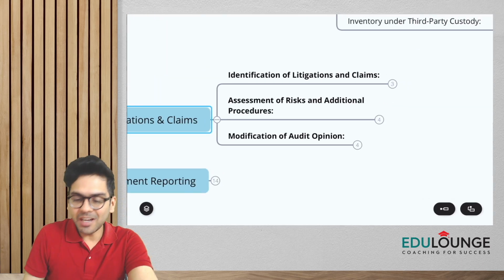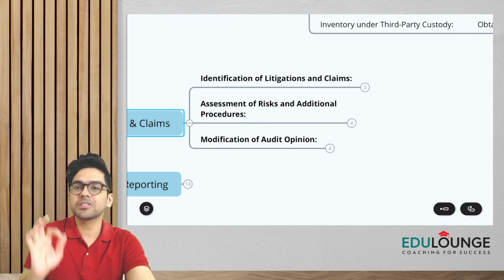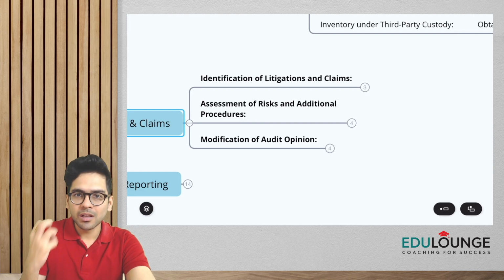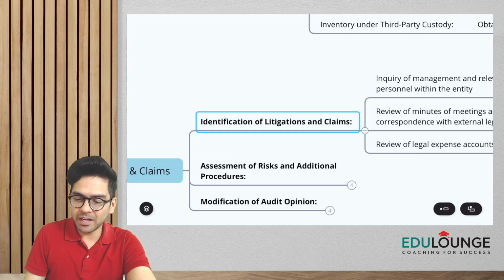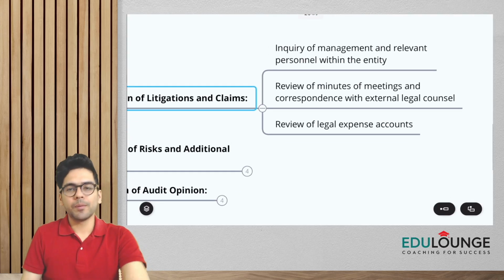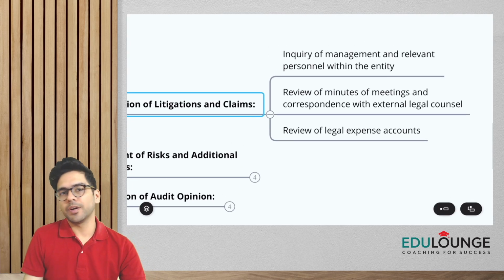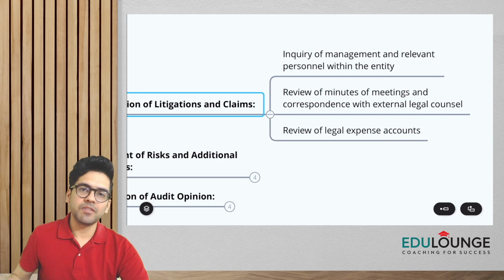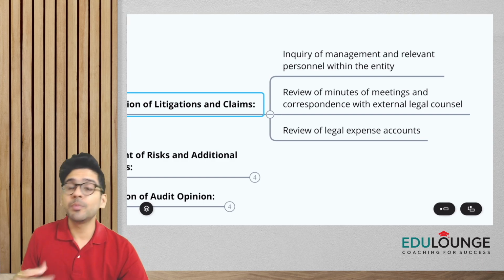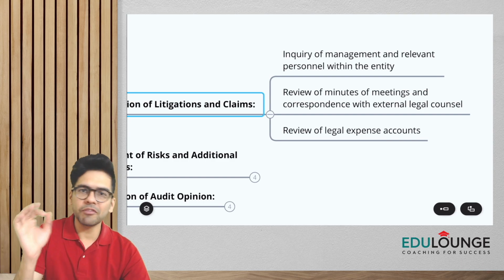Number one is identification of litigation and claims. You first, as an auditor, have to see whether all litigation and claims have been identified. And how can you do that? Number one, you have to make an inquiry of the management and other relevant personnel within the entity. So it may be TCWG, it may be the in-house legal counsel, etc. So you have to make an inquiry.